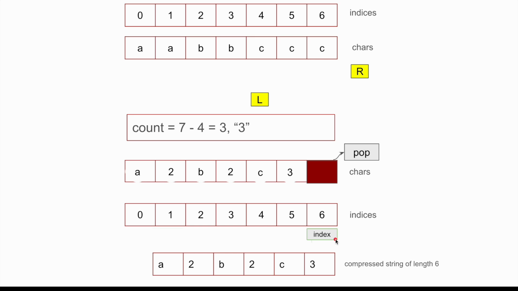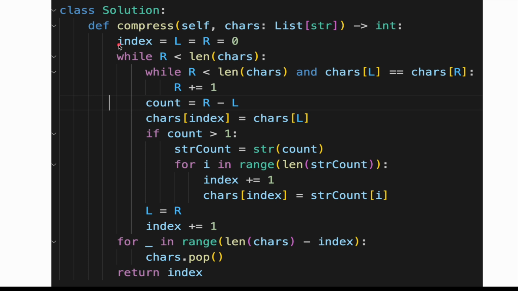With that, let's go and look into the code. As I have shown in the diagram illustration, we initialize index, left and right pointer to 0, and we move the right pointer until the last index of this character array, and we move the right pointer up until the character at left pointer and character at right pointer are same. We increase the right pointer, and we find the count, which is basically right minus left, which I have illustrated in the diagram before, and we add the character at the left in the point where this index is pointing at that character array.